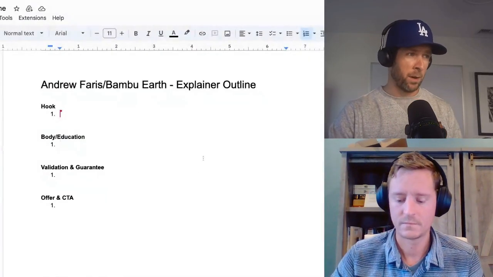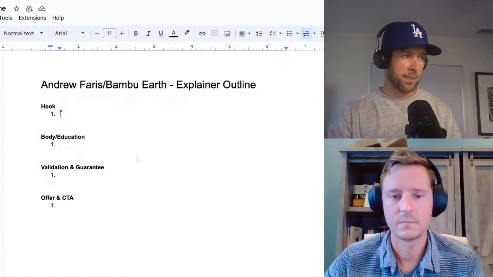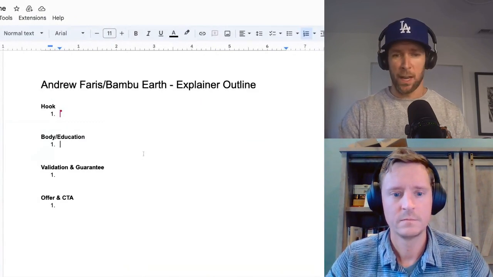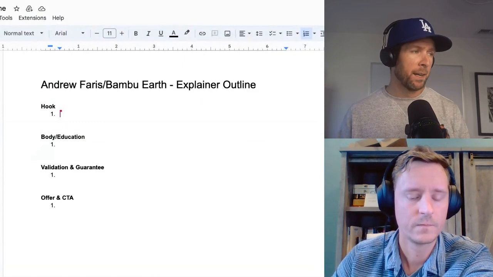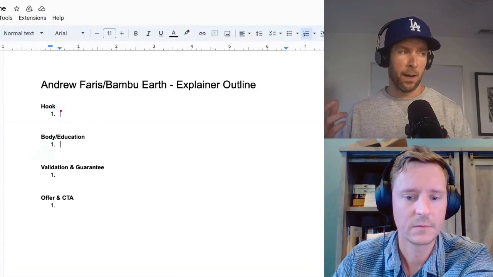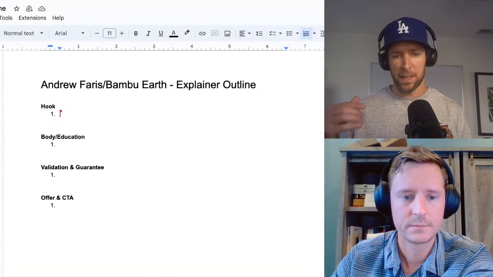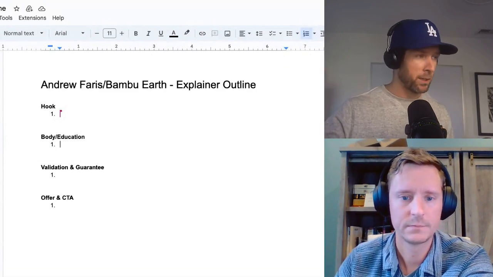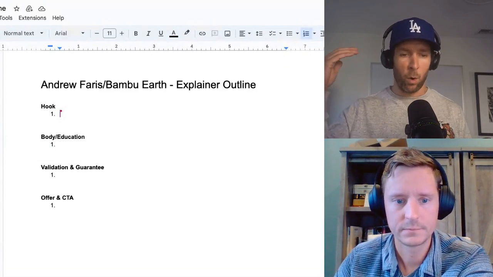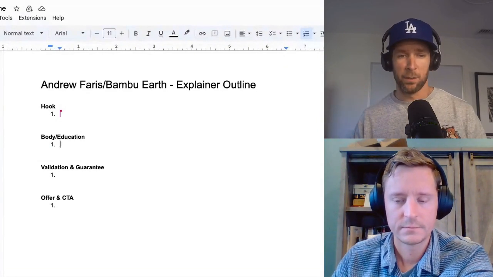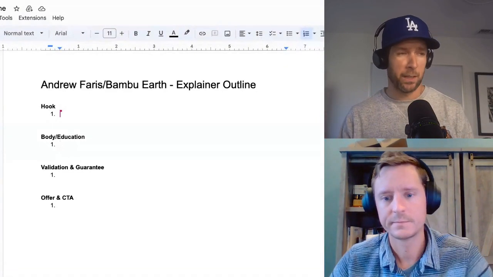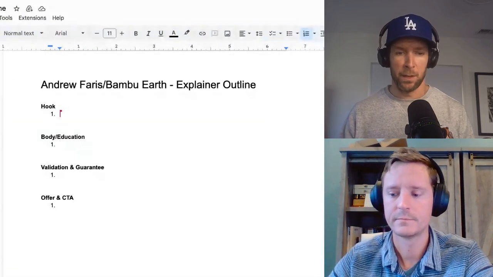There we go. All right. And we have here the beginning of this document. The document is broken out into 4 sections. One of them is the hook. That's section 1. Section 2 is the body or education portion of the ad. That's where the core of the product information is going to go. Then validation and guarantee is section 3. Offer and CTA is section 4. The basic idea, like I just said, is capture people's attention with a hook. The body is where the core of the product information is. Then you have to validate that information is worth listening to, that the person telling you this information is trustworthy, and then give somebody something to do with the offer and the CTA.